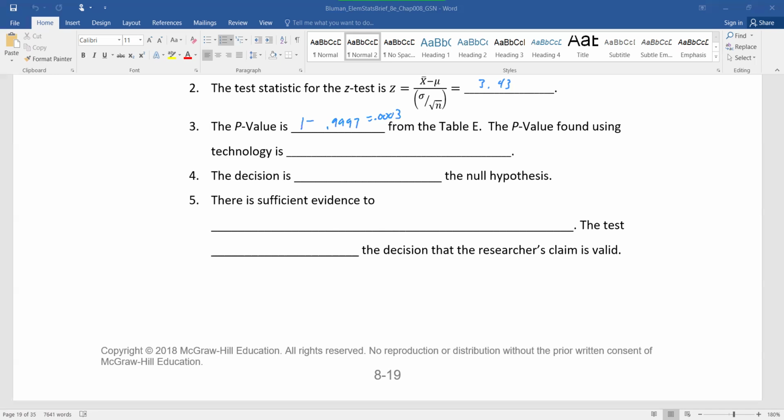The p-value found using technology or our table E. I guess if you were using technology, it would still be 0.0003. I don't know why they added that in. So what is the decision? It's 0.0003. What are we doing with that null hypothesis?